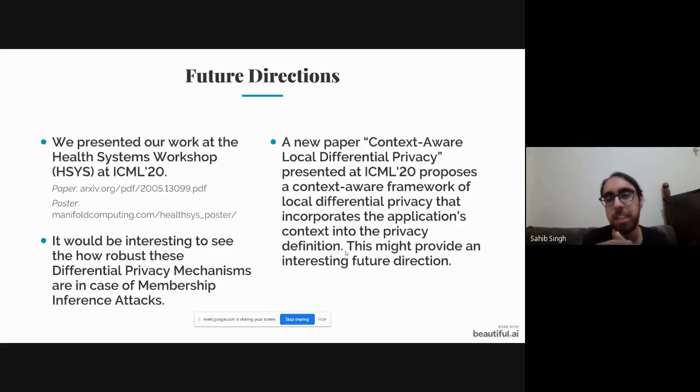Then this year at ICML, there's a new paper called Context-Aware Local DP. They propose a new framework, which is like the original local DP, but the difference is they incorporate the context in the privacy definition. In the original version of local DP, every pixel is treated the same, and there is no specific regard for sensitivity, because some features are more sensitive to the model than others. So this paper might provide an interesting research direction, and it's worth exploring.